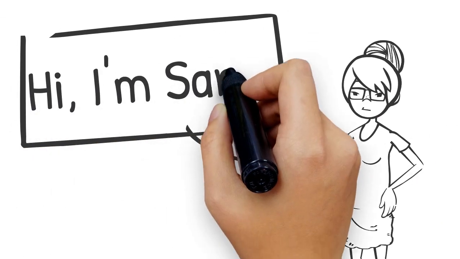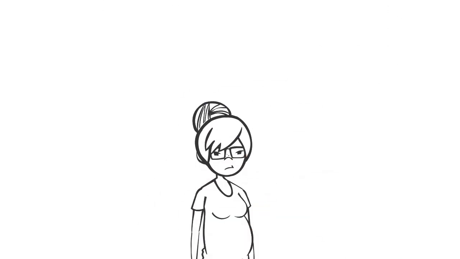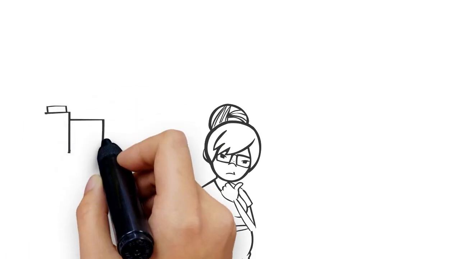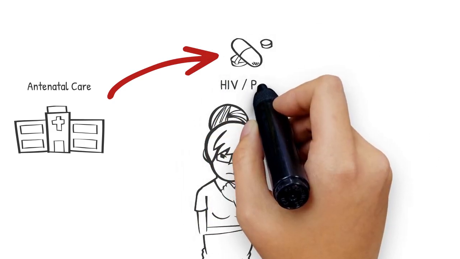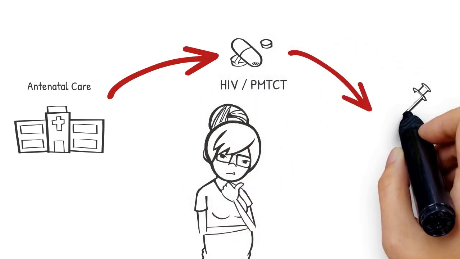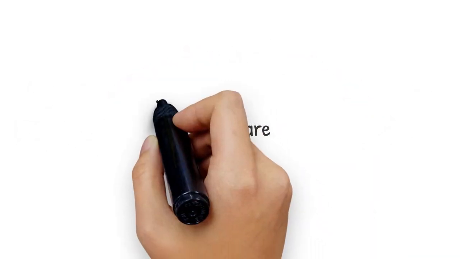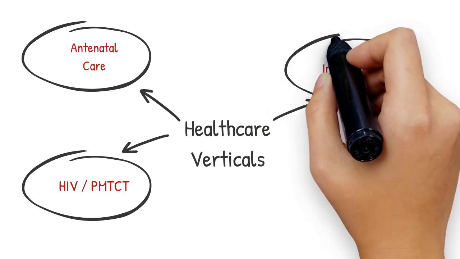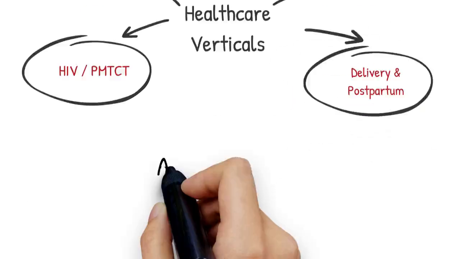This is Sarah. Sarah is pregnant. During the course of Sarah's pregnancy, she's going to interact with a lot of different applications used by her providers in the health system. She's going to need to go to antenatal care clinics, HIV and PMTCT clinics, and even immunization clinics. Each one of these functions are what we call healthcare verticals. These are typically broken along disease vectors or care paths.